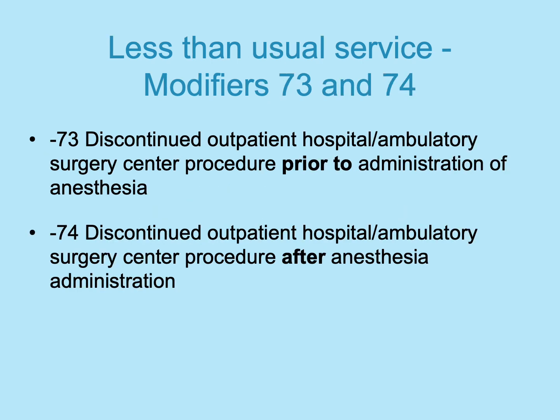So here are two more less than usual services. These are for outpatient hospital ambulatory surgical center procedures. 73 is the procedure was discontinued prior to administration of anesthesia. 74, procedure was discontinued after anesthesia was administered. So that's 73, 74.